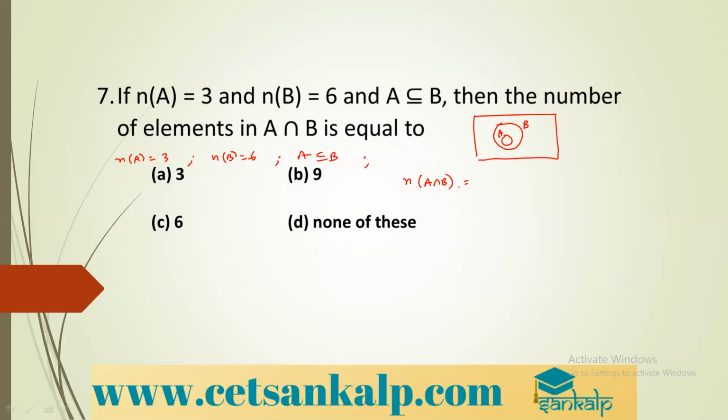So A intersection B means the region which is present in both the A circle and the B circle. This is the region present in both the A circle and the B circle. That means it is nothing but A. So A intersection B is the same as A. And the number of elements in set A is 3. So the answer would be 3.